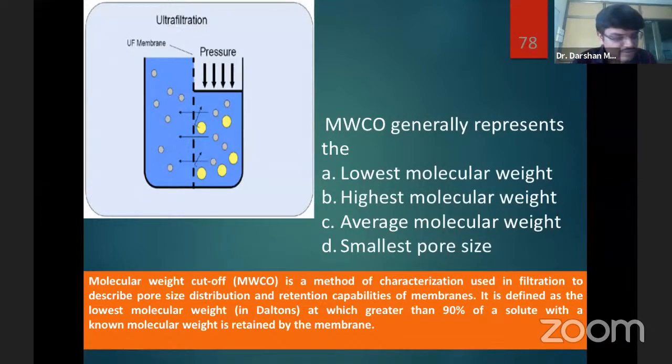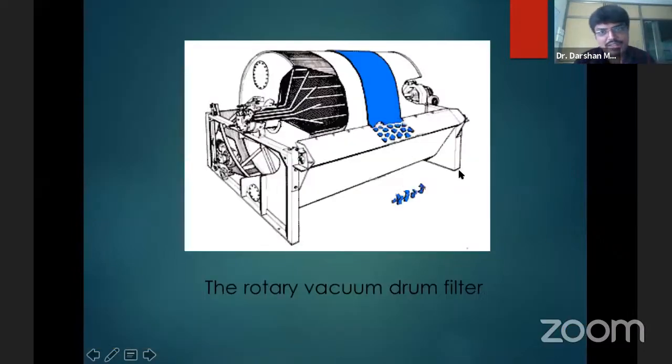MWCO generally represents what? MWCO क्या बताएगा? Lowest molecular weight, highest, average, smallest. Yes, it's the lowest. It's the lowest one, right? So that is the appropriate answer.